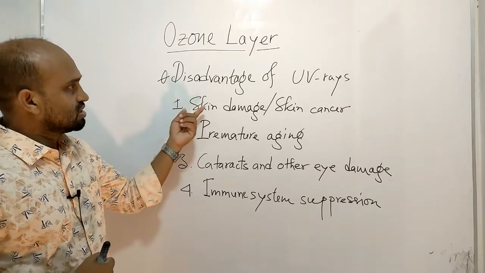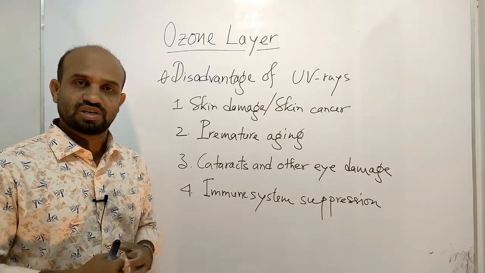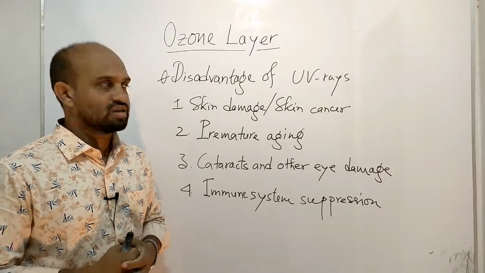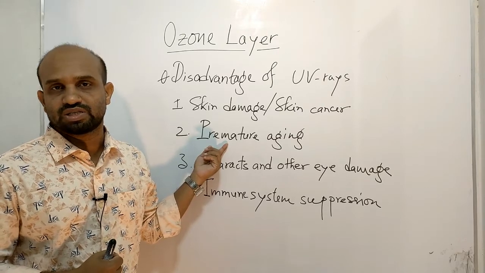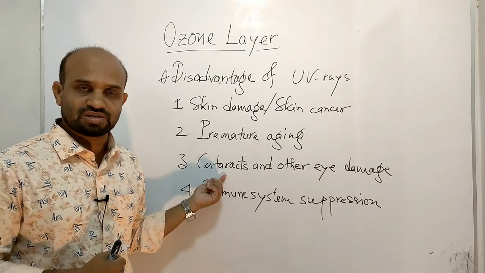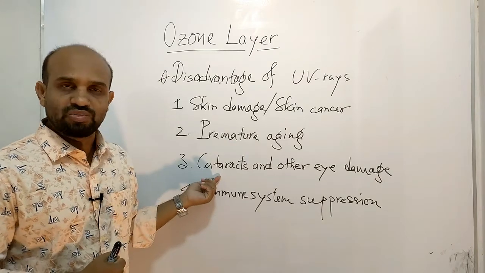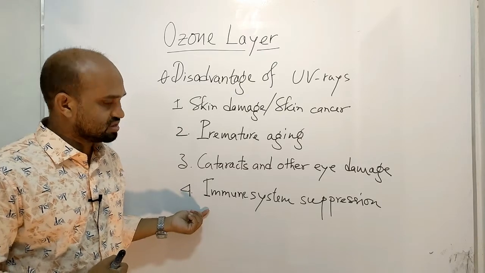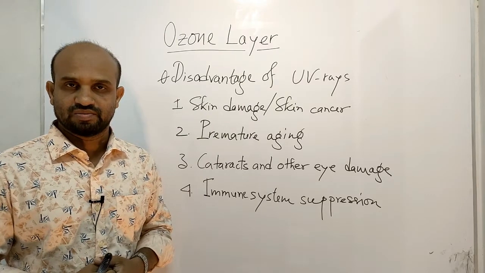Those are skin damage and skin cancer. That means UV rays can cause skin damage and skin cancer. Again, UV rays is responsible for premature aging. UV rays can cause cataracts and other eye damage. Cataracts means a problem in eye lens. Then UV rays is responsible for immune system suppression.